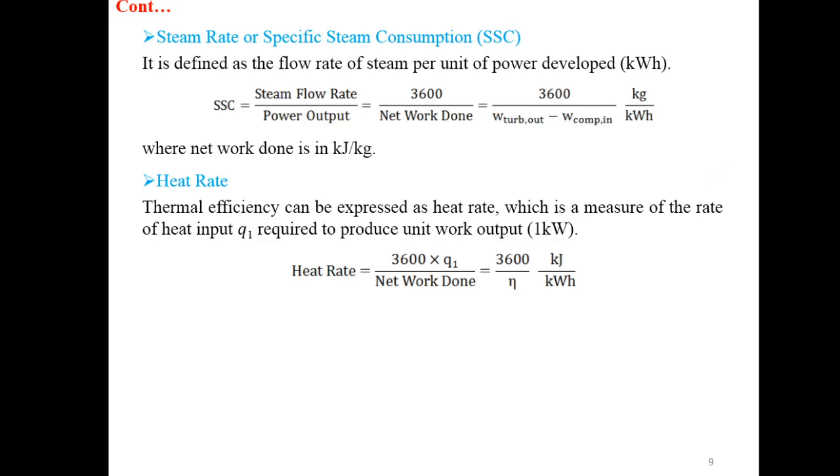Next is heat rate. Thermal efficiency can be expressed as heat rate, which is a measure of the rate of heat input required to produce unit work output in 1 kilowatt. So we will have the formula as 3600 multiplied by Q1 divided by net work done, and it will be equal to 3600 divided by the efficiency formula, and the unit will be kilojoule per kilowatt hour.